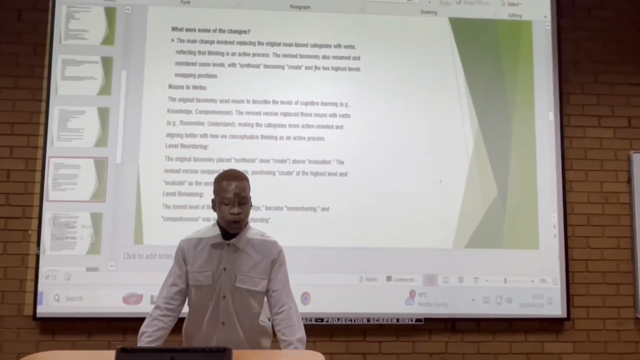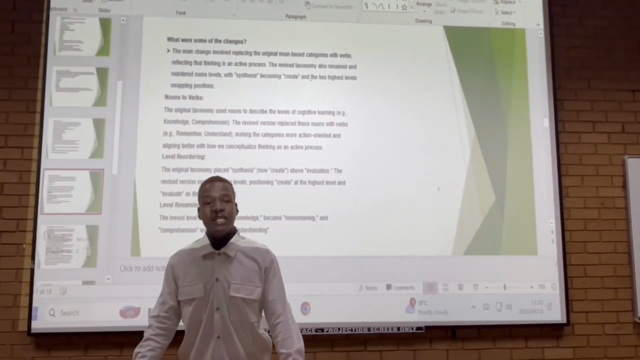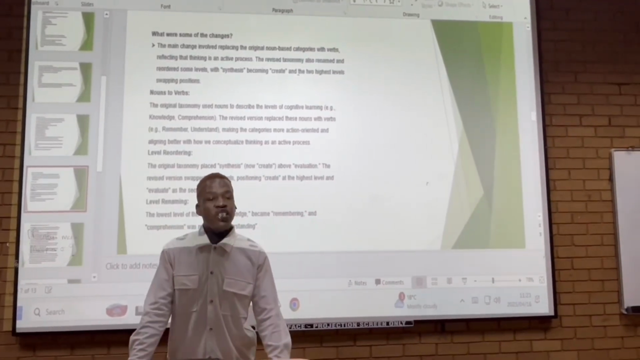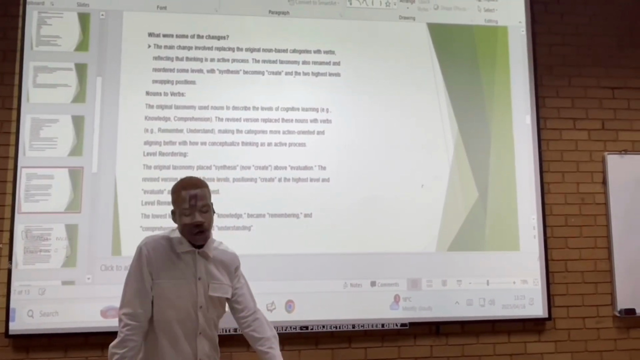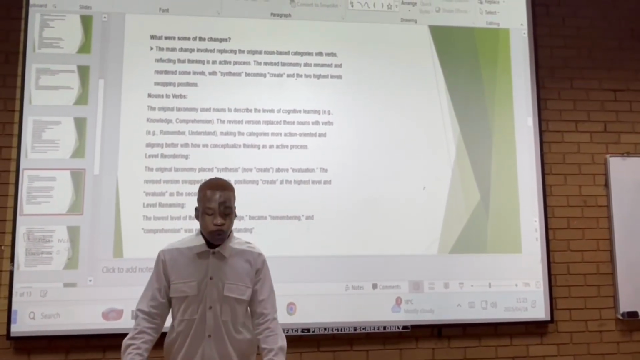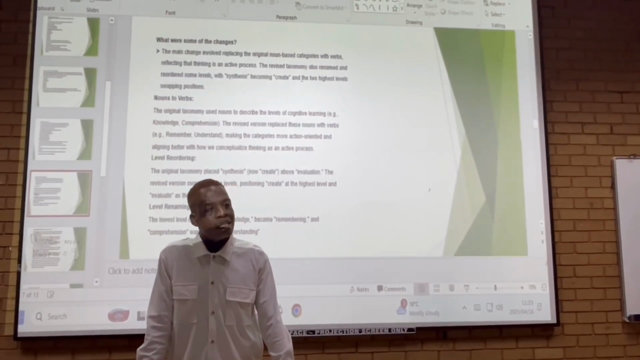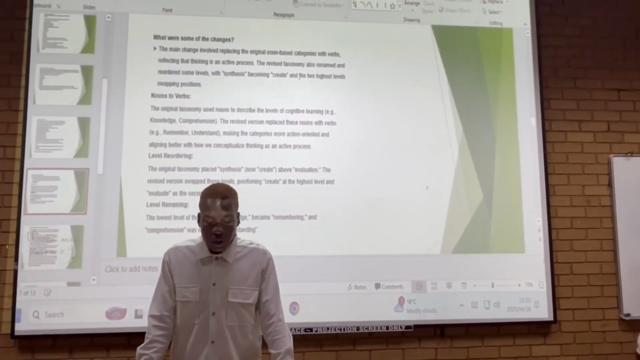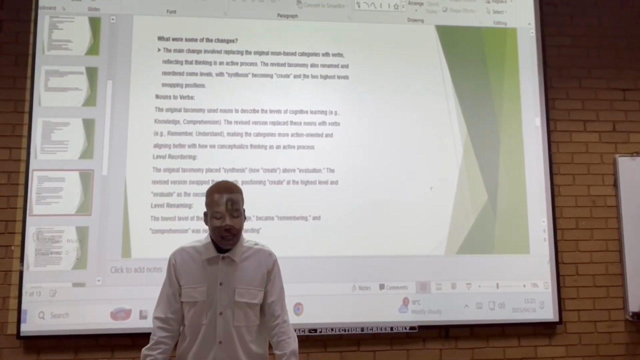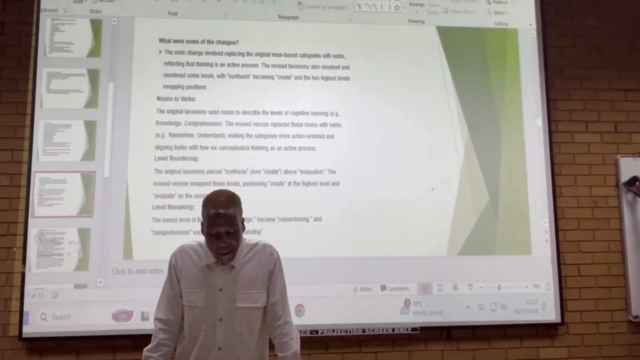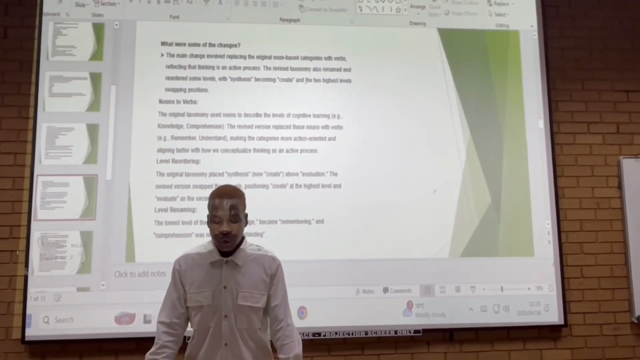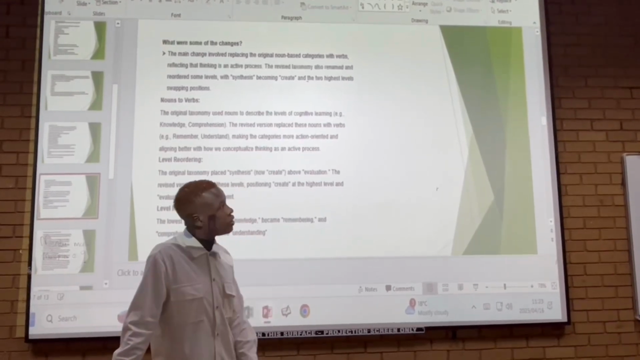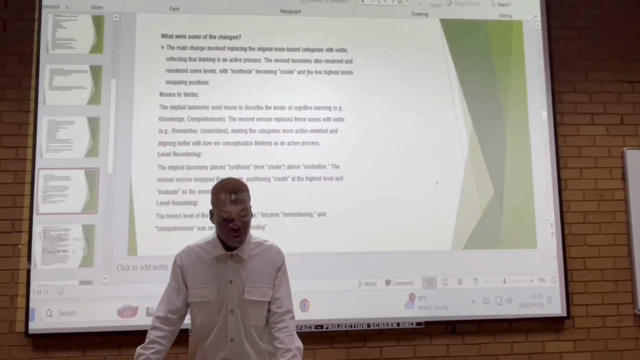I'll be focusing on what some of the changes in Bloom's taxonomy were. The main change involved replacing the original noun-based categories with verbs, reflecting that thinking is an active process. The revised taxonomy also renamed and reordered some levels, with synthesis becoming creating, and the 2 highest levels swapping positions.